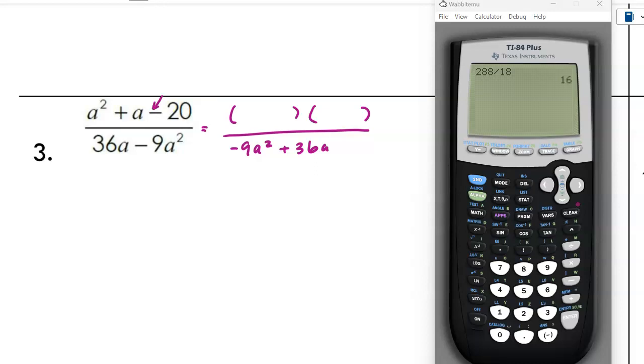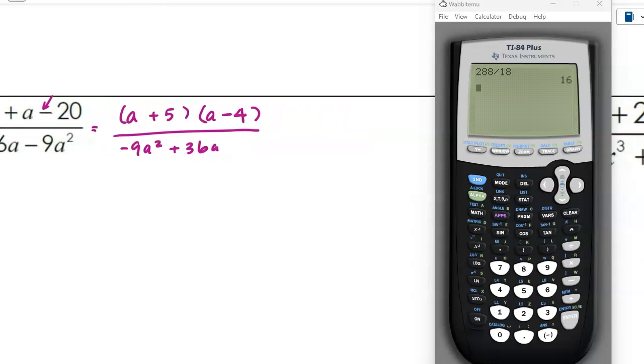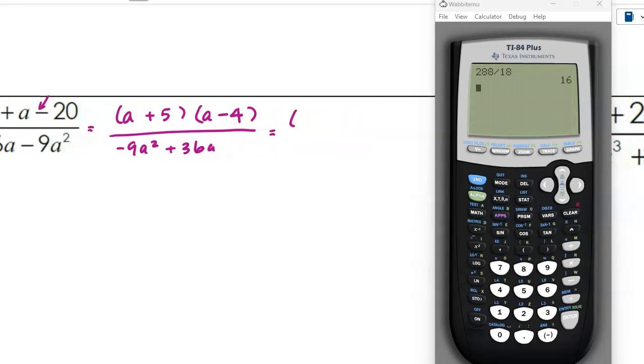That sign tells us that these two are going to be different. The factors of a squared are a and a. And then factors of 20, where we find the difference, and they're going to equal a plus 1. So that would be 5 and 4. Okay? So we have an a plus 5 and an a minus 4.